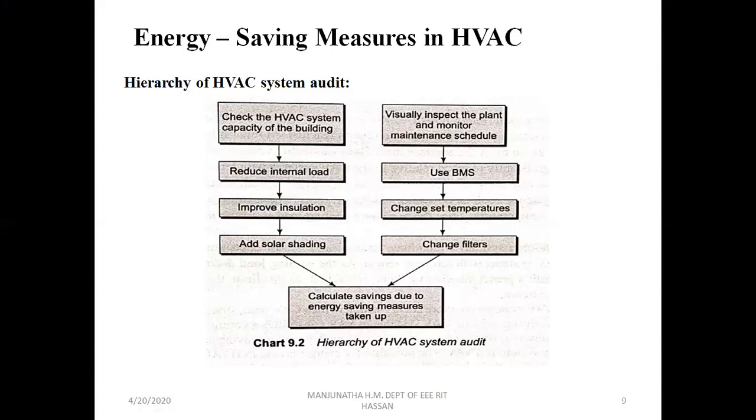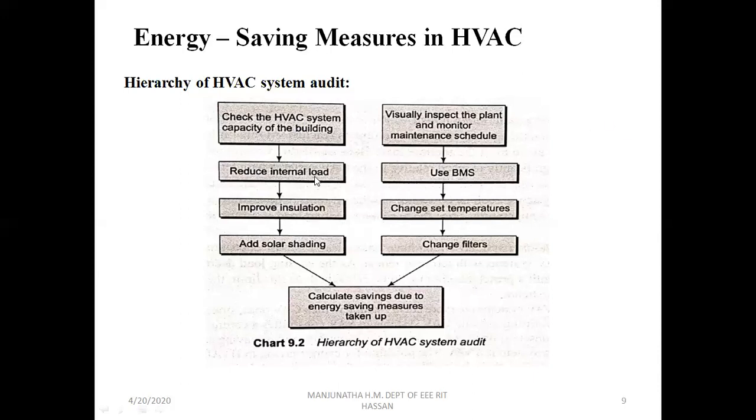Also, because of improper calculation, we may install a bigger HVAC system that leads to huge energy consumption. That may increase the installation cost and the maintenance cost of the building. So you should first check the HVAC capacity of the building. At the time of checking, you should also observe what heating, ventilating, and air conditioning system is naturally available to that building. You should also think about that.